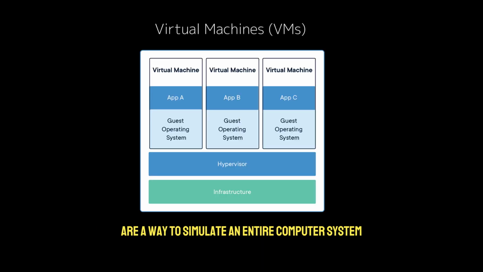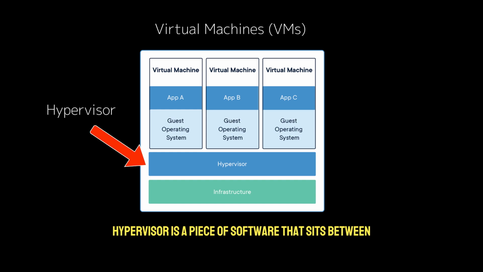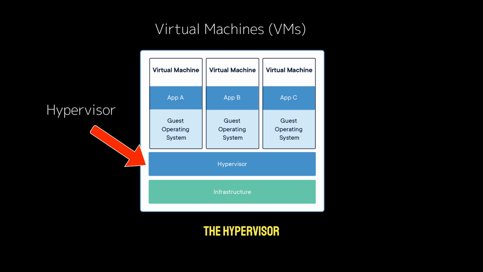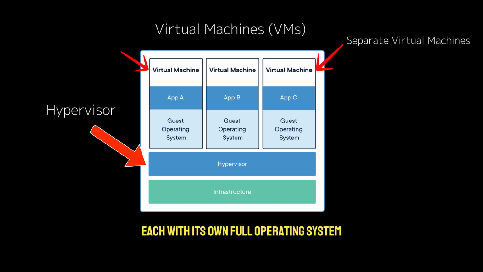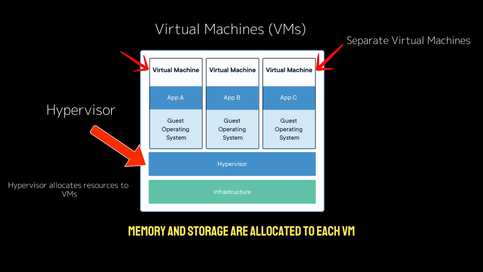Virtual machines are a way to simulate an entire computer system. Here's how it works. A hypervisor is a piece of software that sits between the physical hardware of a machine and the operating systems running on it. The hypervisor divides the physical machine into separate virtual machines, each with its own full operating system and virtualized hardware. The hypervisor manages how resources like CPU, memory, and storage are allocated to each VM.